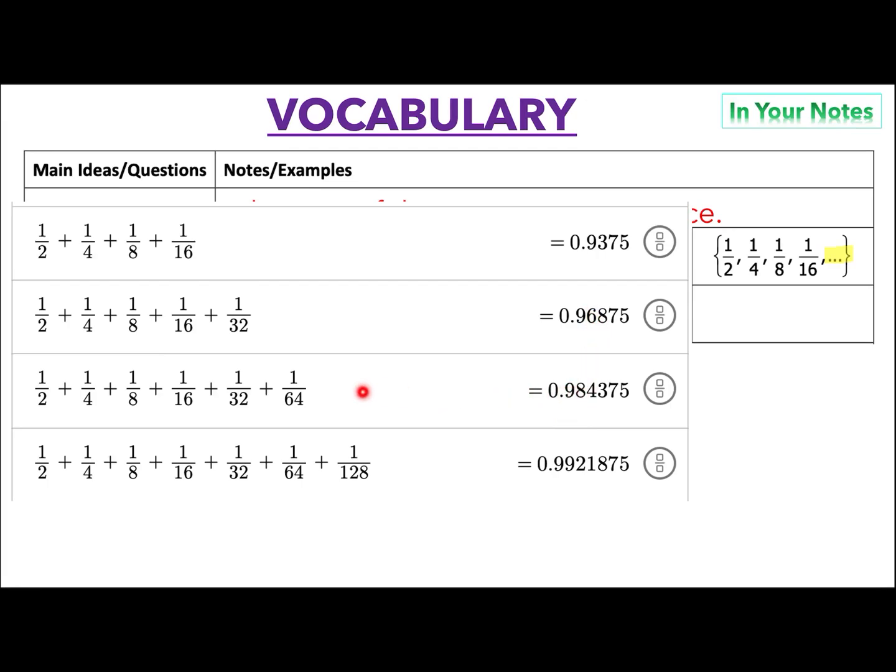Nothing like the last one. And then here I added another term, so 1 over 28. I just wanted to see what would happen if I did it again. So when I added all of these together, I got 0.99.